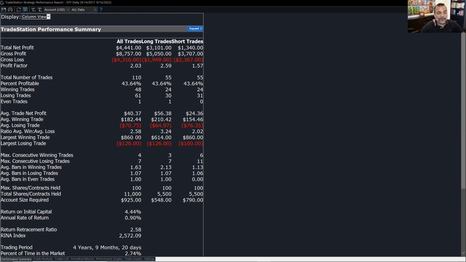But it's okay. Looking at the overall strategy, and this is just a personal opinion, I would be a little bit more comfortable trading a strategy like this than the one before because of my profit factor.